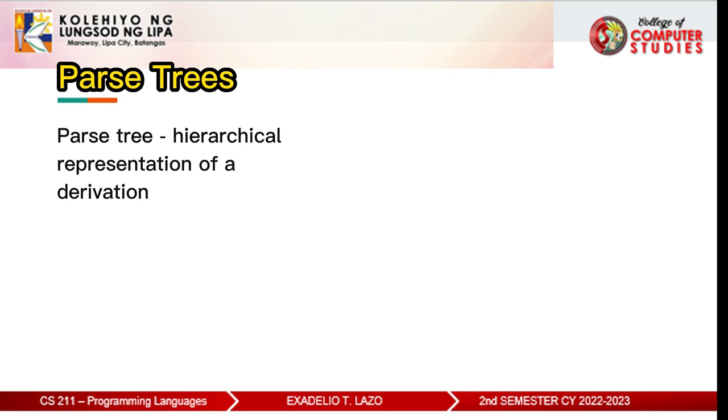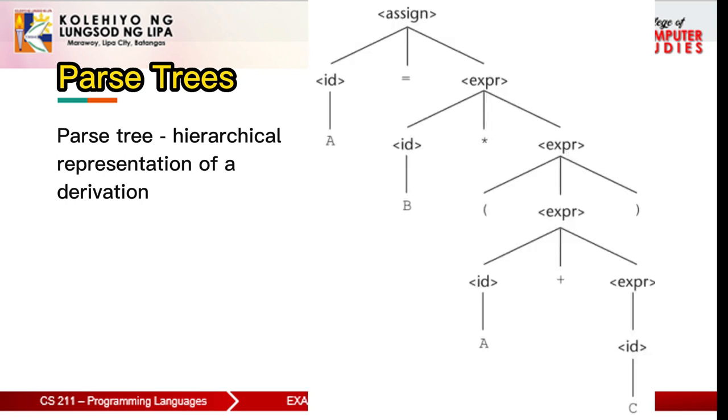One of the most attractive features of grammars is that they naturally describe the hierarchical syntactic structure of the sentences of the languages they define. Take a look at the illustration. These hierarchical structures are called parse trees. For example, the parse tree in figure 3.1 shows the structure of the assignment statement derived previously.